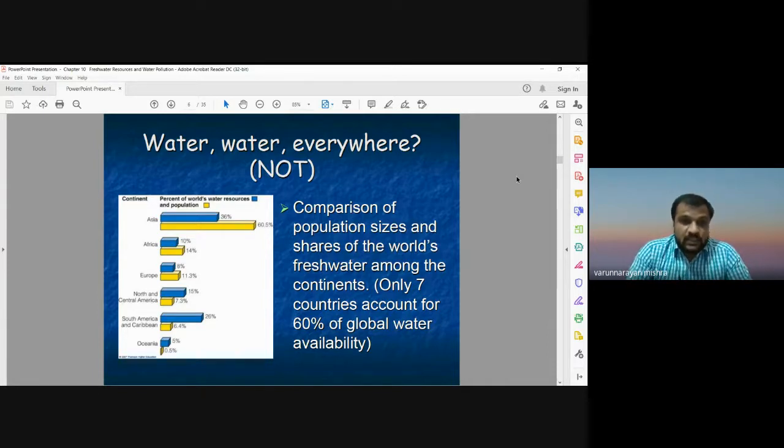So you can see that water is unevenly distributed over the earth. Some continents have an abundance of water, some continents have a lack of water. There is a lacking of fresh water, a lacking of water resources. So we need to work on that, so that each and every individual on the earth will get fresh water.